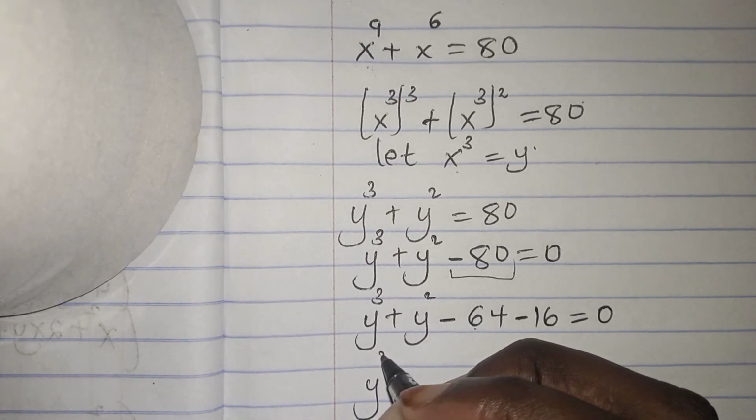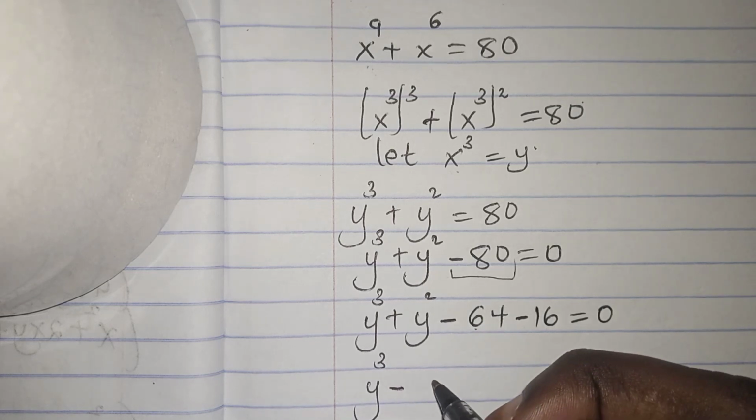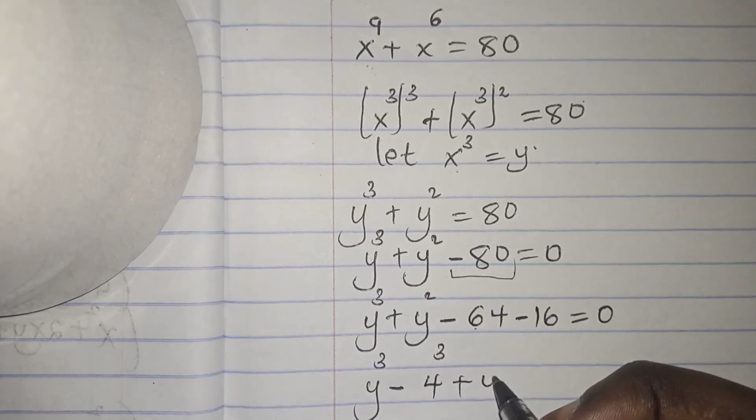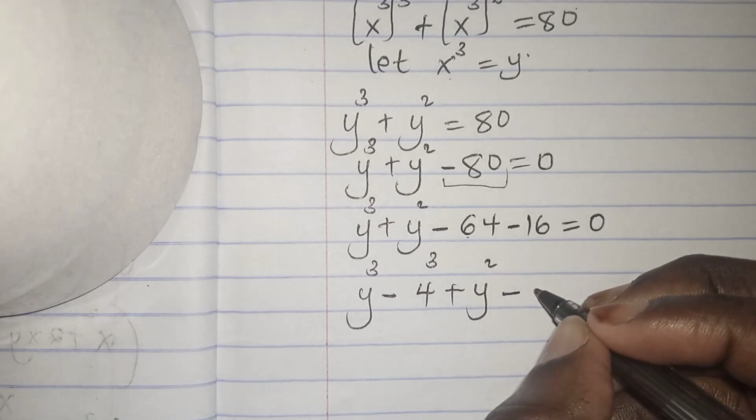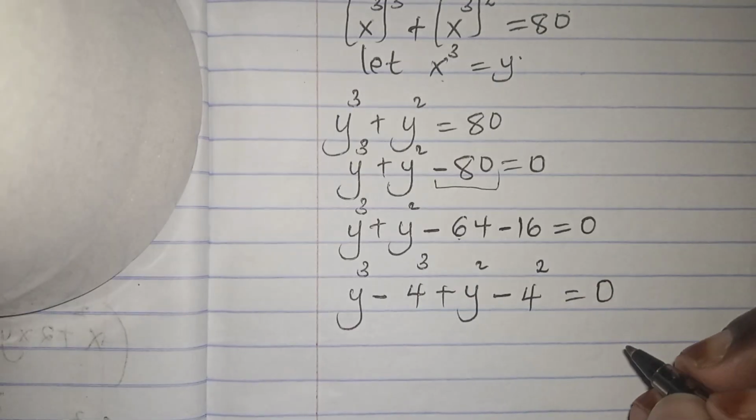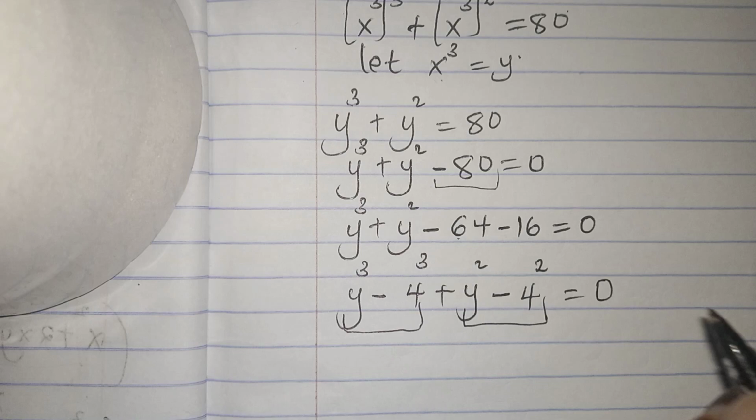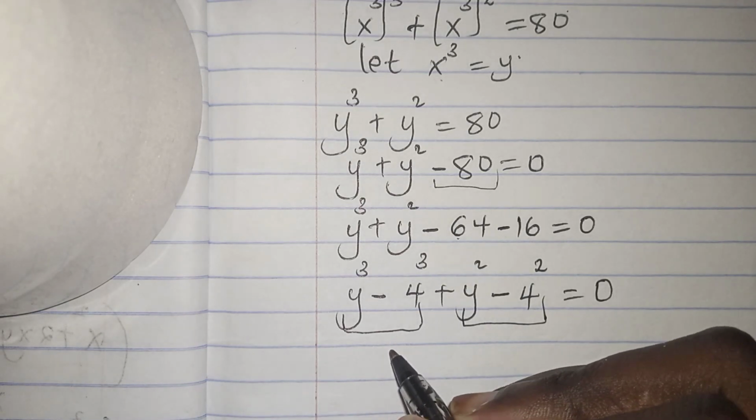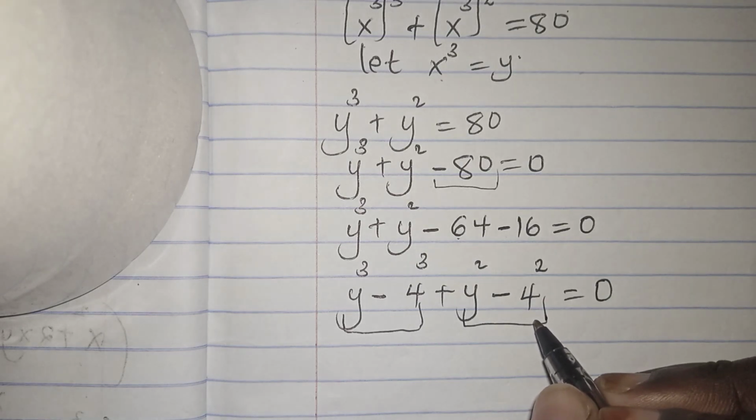So y cubed minus 64 here, we can write it as 4 cubed, okay? Plus y squared minus 16, we can write it as 4 squared, is equal to 0. So by doing so, we formed a perfect cube and a perfect square. So we are going to solve this perfect cube using the perfect cube rule, and we are going to solve this perfect square using the perfect square rule.